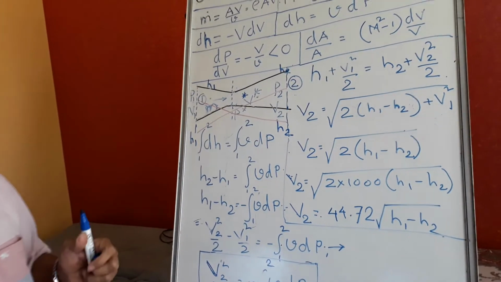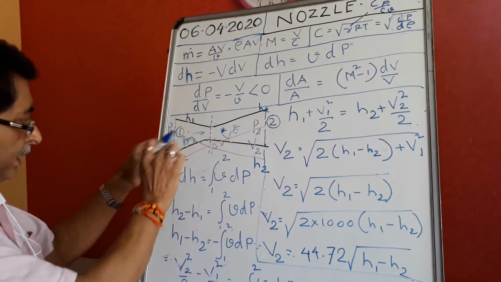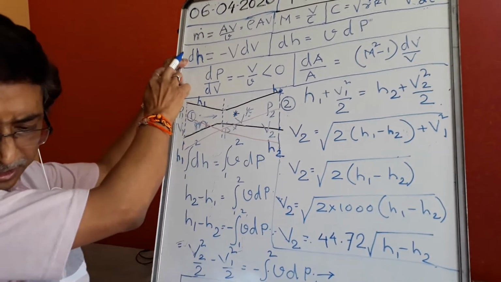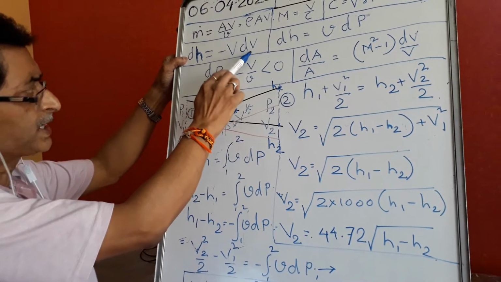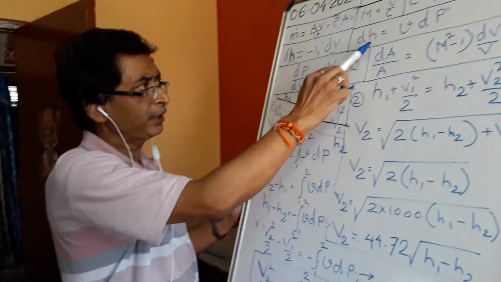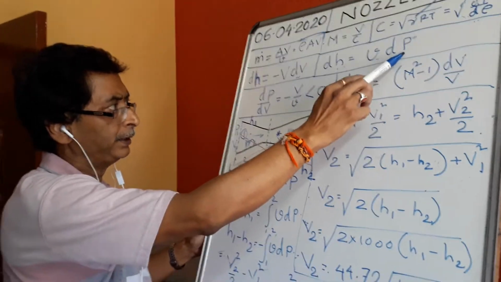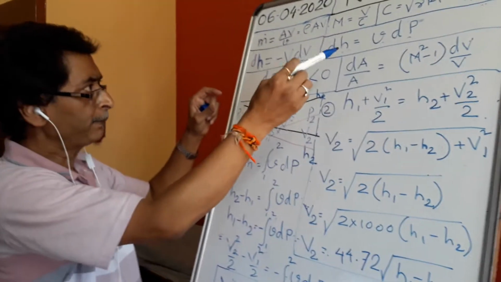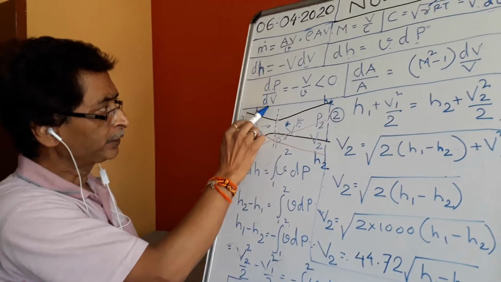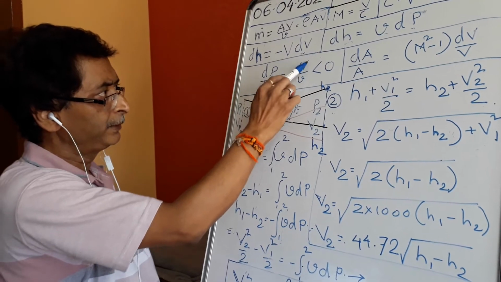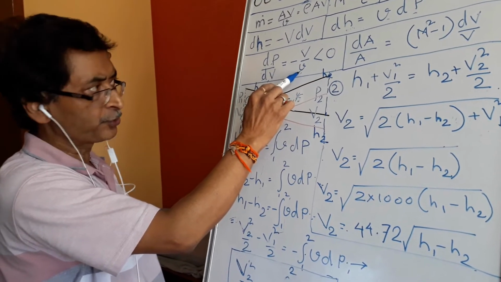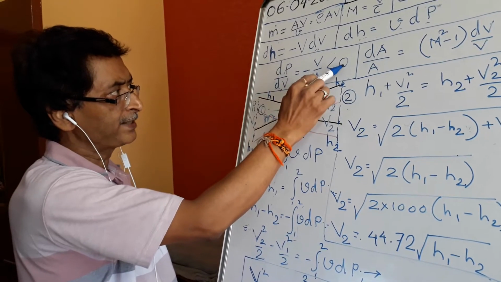So now, this is dH. What is dH? Differential of enthalpy. dH we can write as minus VdP. That we have learned. Also we have deduced that the differential can be expressed as dH is equal to VdV. Then we combined both these things and found that dP by dV, the change of pressure with respect to velocity, is minus V by v. V is positive, specific volume is also positive, with the minus sign, so that means it is less than 0.